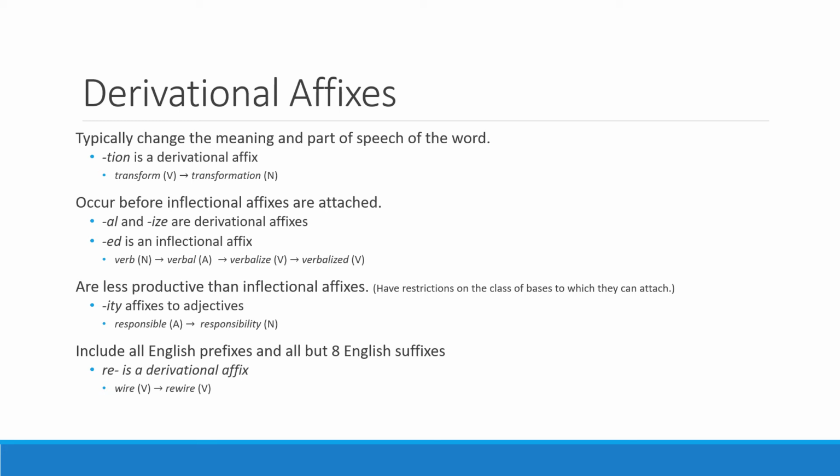So re is a derivational affix, and so wire becomes rewire. There's a little bit of confusion sometimes when you're talking about suffixes. So I think in English you just have to remember that all of the prefixes are derivational. So the idea here, it doesn't change the lexical category in this situation, but it does change the meaning quite a bit. So wire becomes rewire.